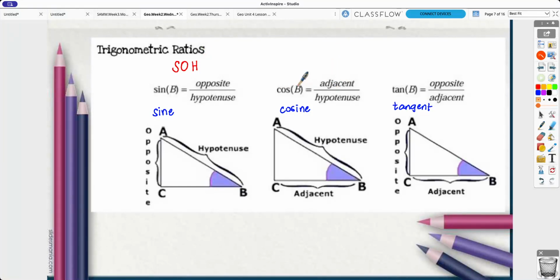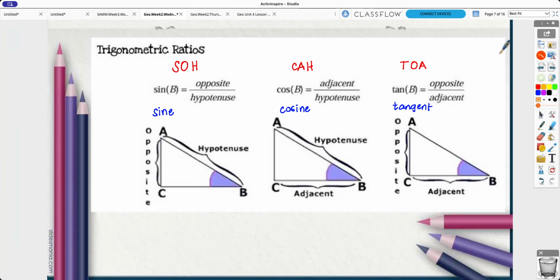Okay? So sine, that's your S, equals opposite over hypotenuse. Then for cosine B, we want to get the ratio of the side adjacent to B and the hypotenuse. So that's your CAH, cosine adjacent over hypotenuse. And the third trigonometric ratio is the tangent. So tangent of B is equal to the side opposite of B divided by the side adjacent to B. Okay? So that is your T for tangent, O for opposite, A for adjacent.